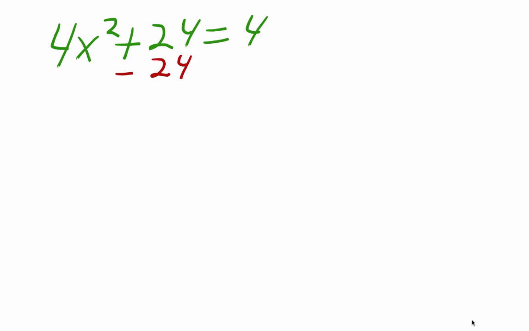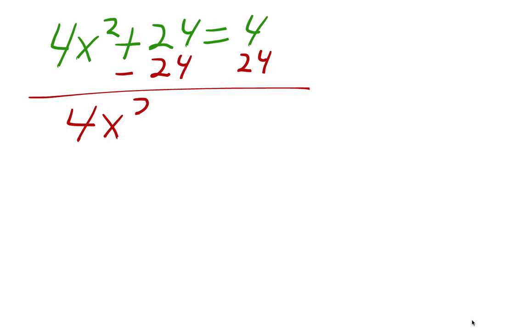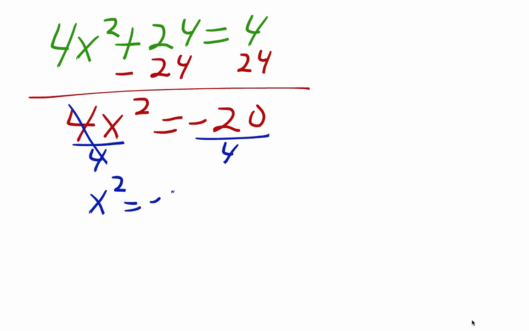And we'll do one more of those, and this will be our last example. So 4x squared plus 24 equals 4. So we're going to solve for x. So minus 24 from both sides. So we have 4x squared equals negative 20. Then we are going to divide by 4 because we're solving for x. x squared equals negative 5.